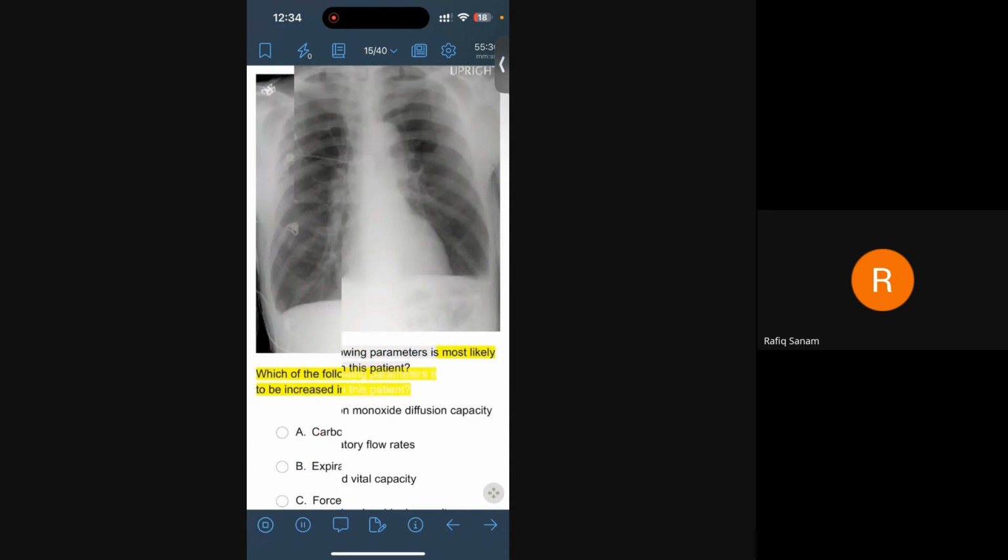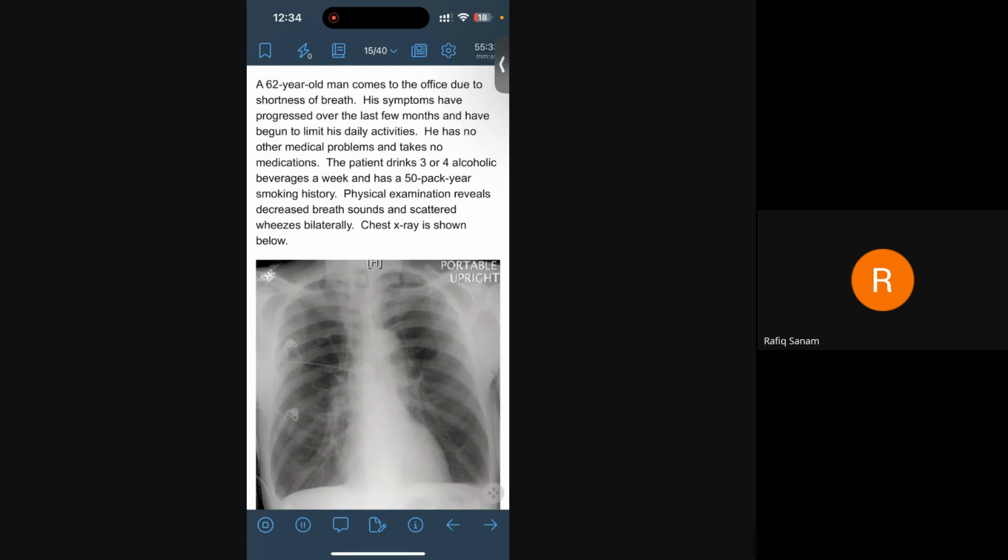We have read this. Now, first try to diagnose the patient. It looks like COPD because the diaphragm is flattened. First, let's see the symptoms here. Shortness of breath over the last few months, some type of chronic disease, and it has begun to limit his daily activities. 50 pack-year smoking history. The disease is mostly related to smoking, with decreased breath sounds and wheezing.